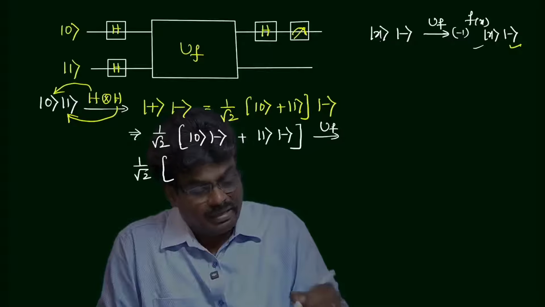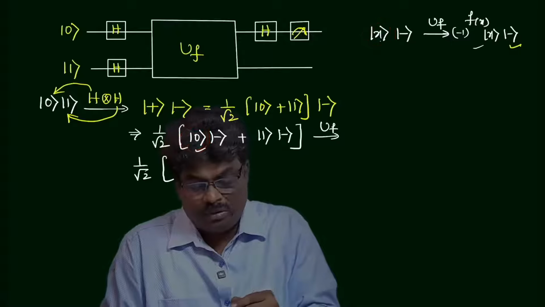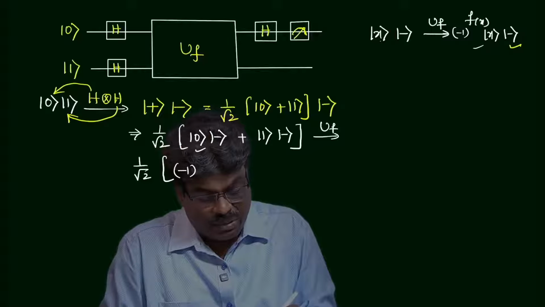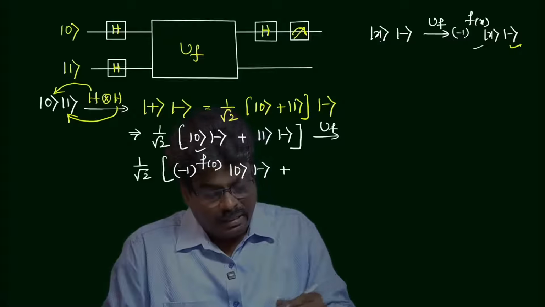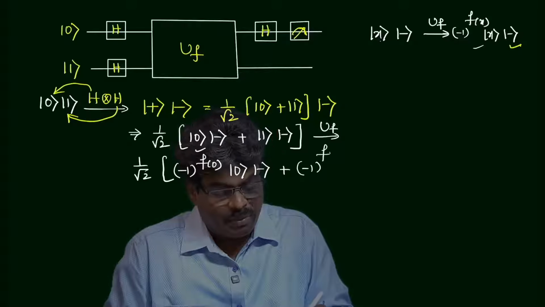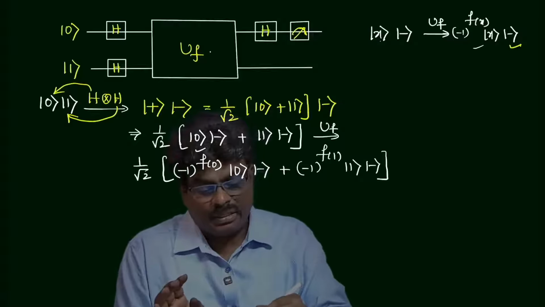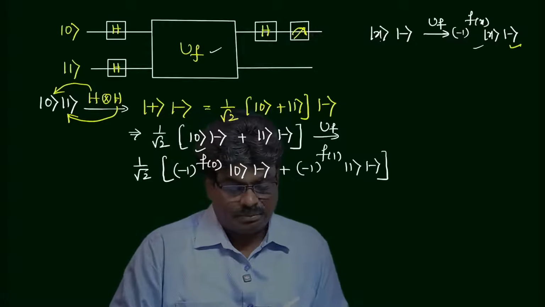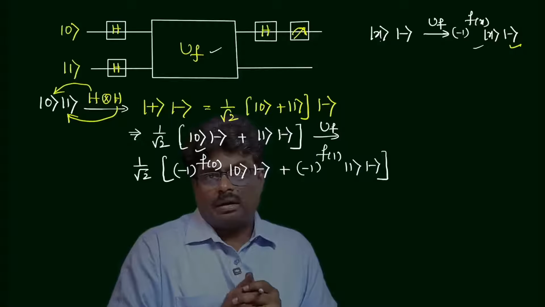Now in the place of x you have 0 here. So this can be written as (-1)^f(0) for 0, state as it is, but here in the place of x you have 1, so that's why (-1)^f(1) for 1, and minus state as it is. This is after executing this unitary operation. That f is some given function, we don't know whether it is balanced or constant.